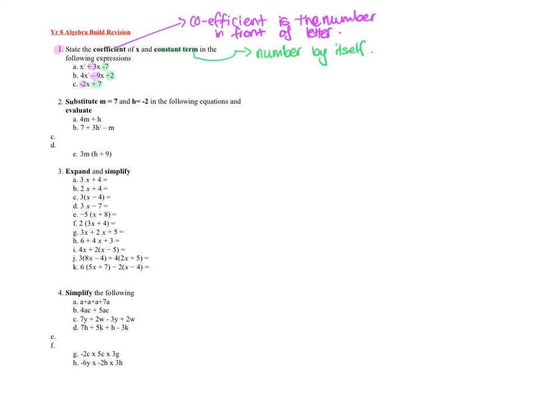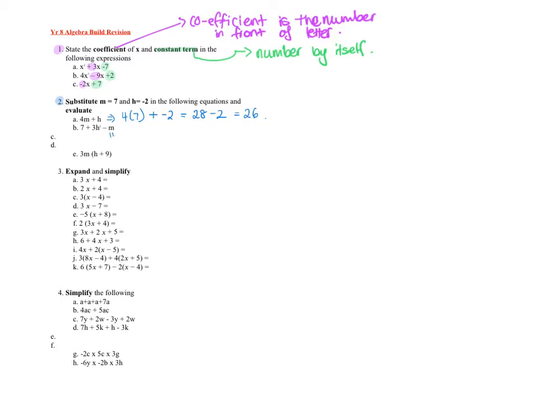Okay, in this next question, it's asked to substitute m is 7, h is -2 into the following. So every time you see m, instead you'll put a 7, and every time you see h, you'll put a -2. So if I do 4 times 7, that's 28, and then plus a -2, so that one ends up being 26.